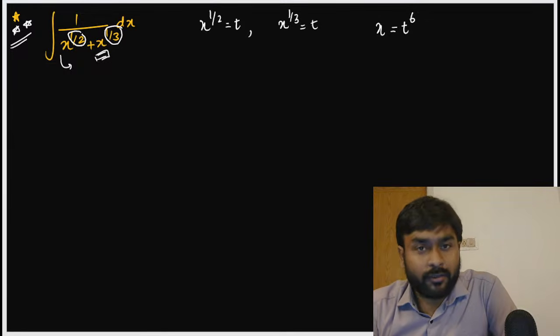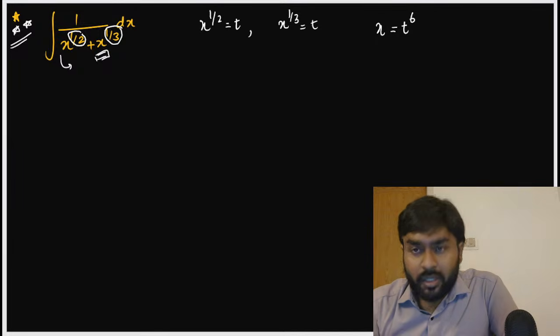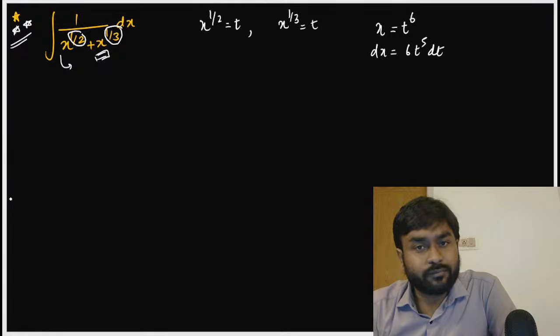That is our target. For now, what is our target? These two powers we will reduce to integer form. Then after that you can easily tackle it. Correct? So differentiation will be what? dx equal to 6 t power 5 dt. This will be our differentiation.